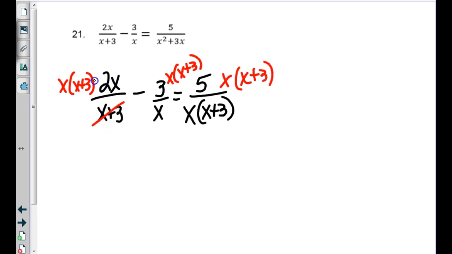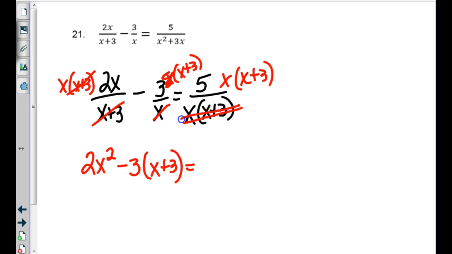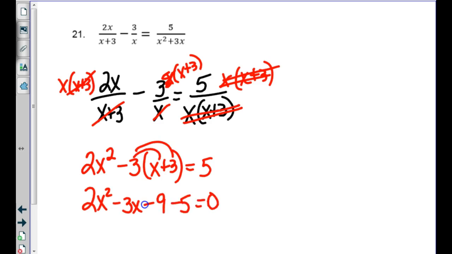Okay, here the x plus 3's cancel. We have an x times a 2x, which is, okay, here the x cancels, so we have a negative 3 distributing through an x plus 3. I think I'll write that down so we get it right. And then here, both of these cancel both of these, so we just have equals 5. So we have 2x squared minus 3x minus 9, and then minus that 5 would be minus 14.